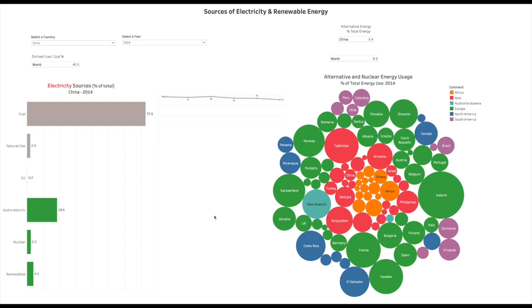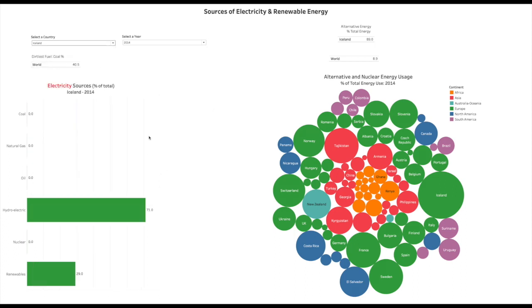Off to the right, we have a bubble chart which reflects alternative and nuclear energy use. The bigger bubbles reflect higher usage, and the colors reflect the continent. Iceland is a country that is leading the way. You can see off to the left, they use a high proportion of hydroelectric as well as renewable. It is important for the world to embrace renewable energy and to move away from fossil fuels.